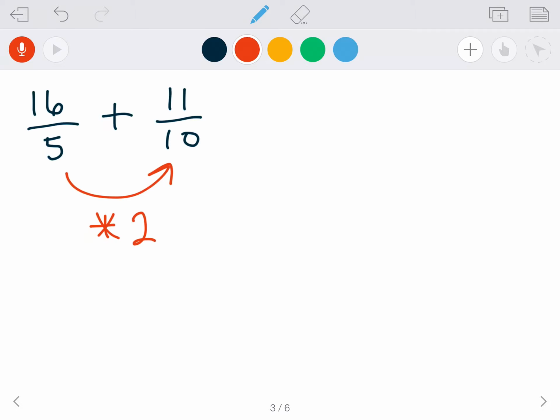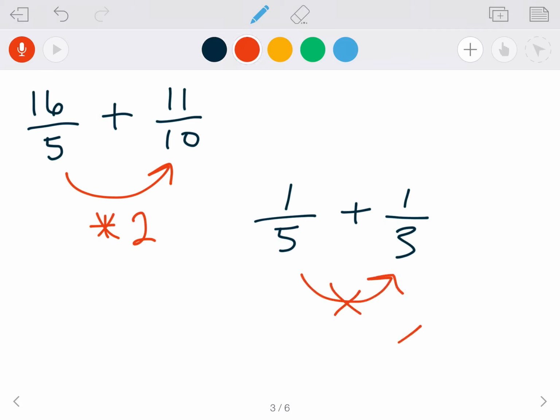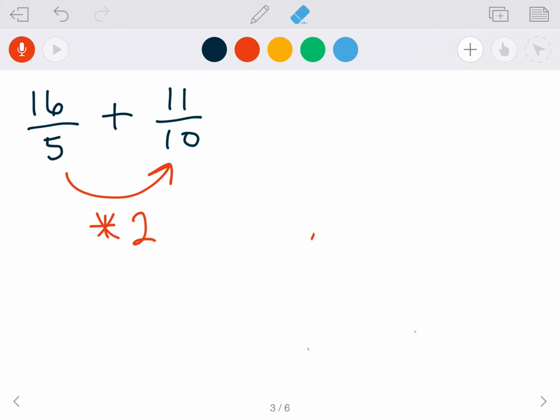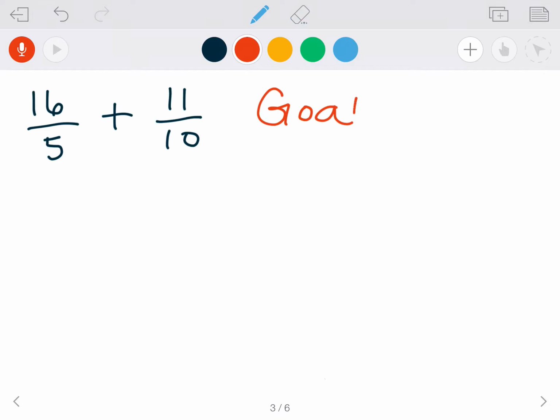If neither number goes into the other, like if you had 1/5 plus 1/3, well, 5 does not go into 3. 3 does not go into 5. In that case, you would need to multiply 5 by 3 and 3 by 5. So that's if they don't share a common multiple. Okay, so in this case they do. That common multiple is 10. So we know that our goal, or our magic number, is 10. That's what we want our denominator to be. That's known as the lowest common denominator, LCD.